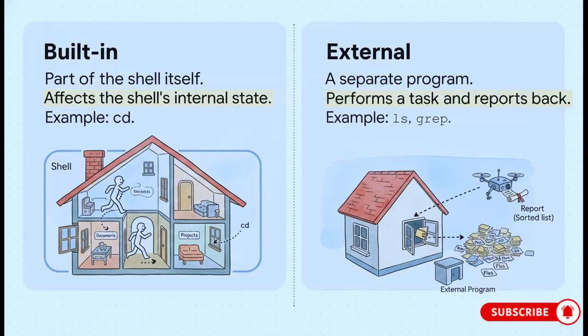See, a command like cd has to be baked directly into the shell itself. Why? Well, because its whole job is to change the shell's current state, your location. An external program, which runs as its own separate thing, just can't reach in and change the shell like that. But ls or grep, their job is just to perform a task and report back the results, so they work perfectly fine as separate external programs. It's a really clever design that keeps the core small while letting you add endless new tools.